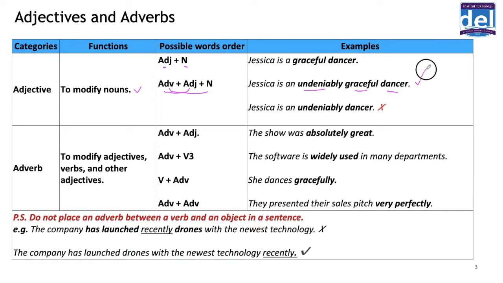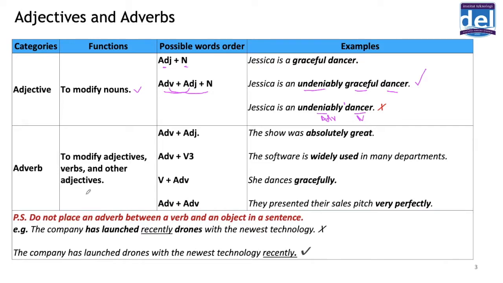So this is correct. But you must remember that you cannot combine an adverb and a noun without having an adjective in the middle. For example, Jessica is an undeniably dancer. The sentence is wrong, because there is no adjective in here. The conclusion is that adverb plus noun is wrong.